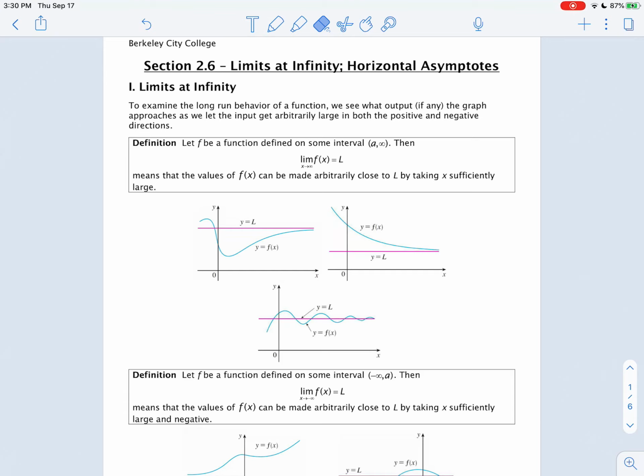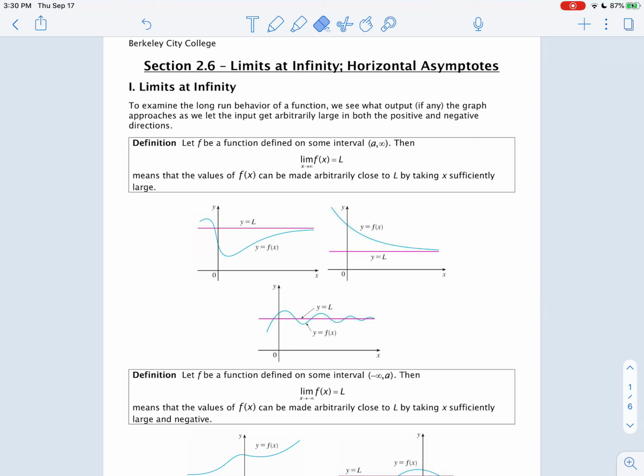Okay, this is section 2.6 from James Stewart's Calculus Early Transcendentals book, and it's a section on limits at infinity and horizontal asymptotes. I'm probably going to use 2 videos to present this material to keep the videos short. So first off, we're going to look at limits at infinity.